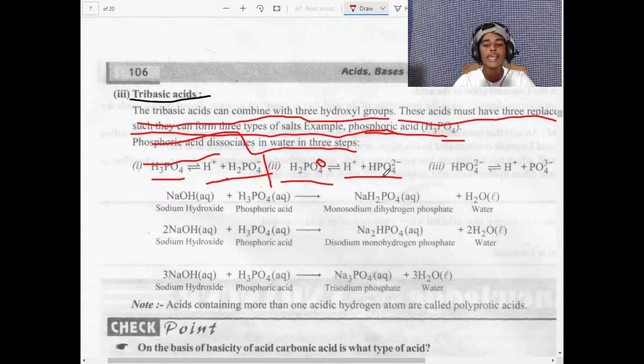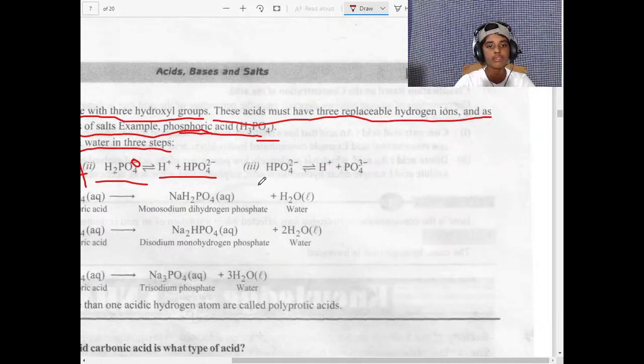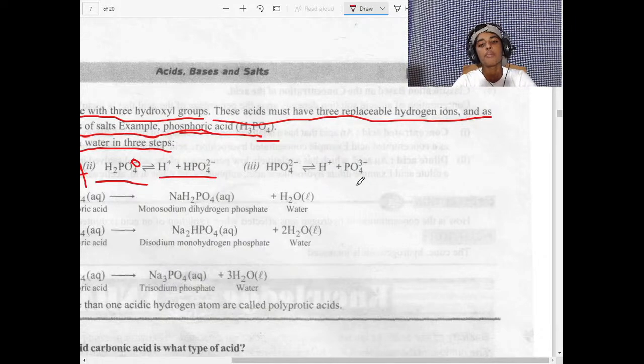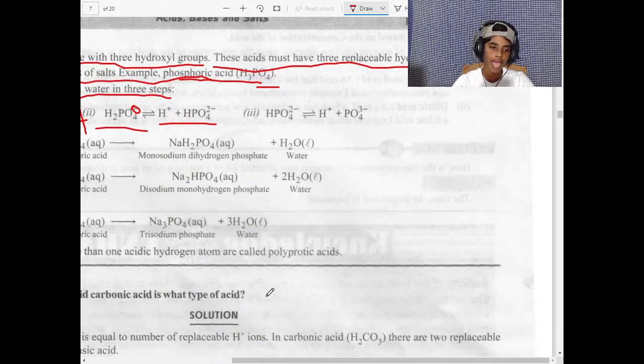The second one, H2PO4 minus gives H plus plus HPO4 2 minus, and the third one, HPO4 2 minus gives H plus plus PO4 3 minus.